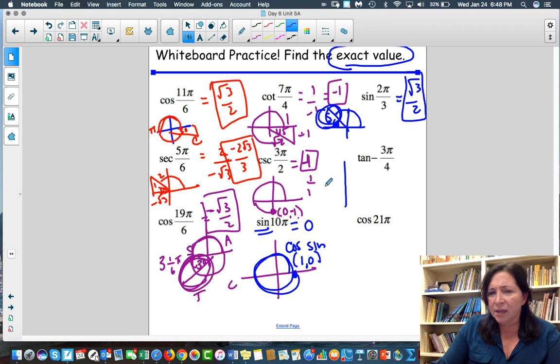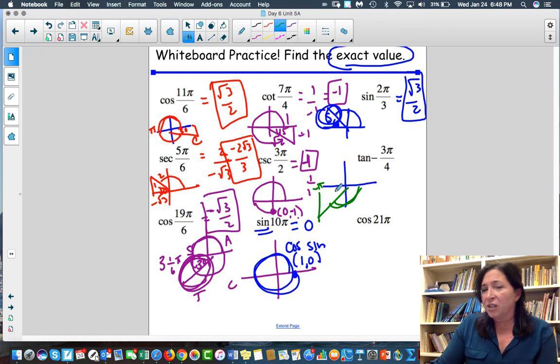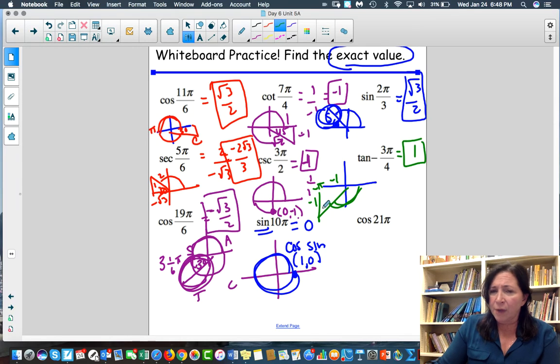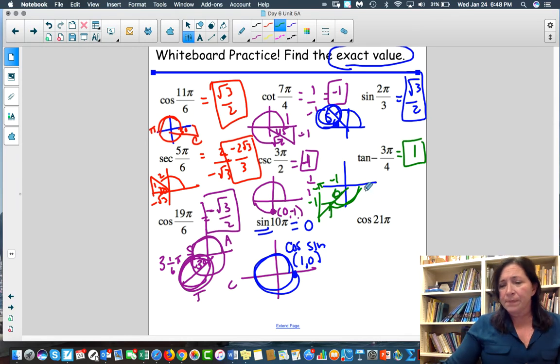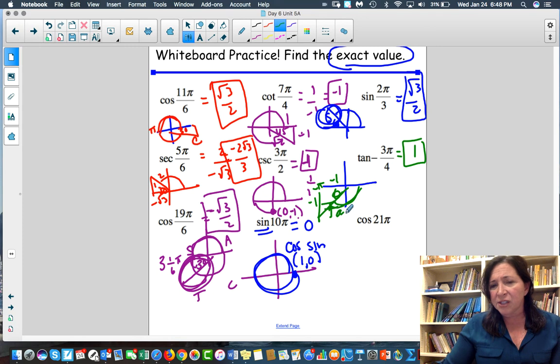Tangent of -3/4 pi. So remember, be careful because you've got to drop down because it's a negative. So we're going to drop down 3/4 of the way. This is negative pi. 3/4 of the way down, we're at a 45-degree angle. Remember what tangent of 45 is? Opposite over adjacent. So that's going to be 1. In the third quadrant, where our reference angle is, all students take tangent, tangent is positive. So my answer stays there.